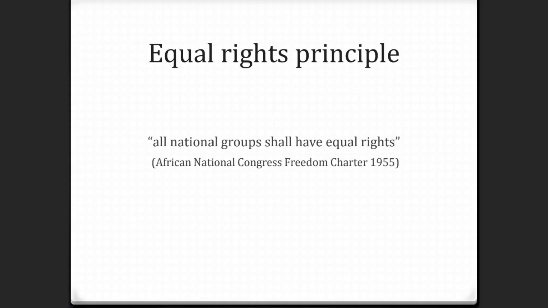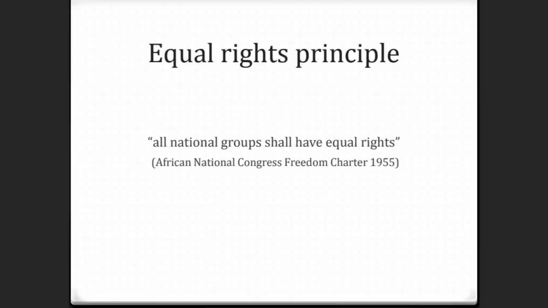Equal right principle. I've been talking about equal right. And, of course, the principle is that all national groups shall have equal right. Now, you see, all national groups. We are speaking about equal right in the US. Now, this is also contained in the African National Congress Freedom Charter of 1955.